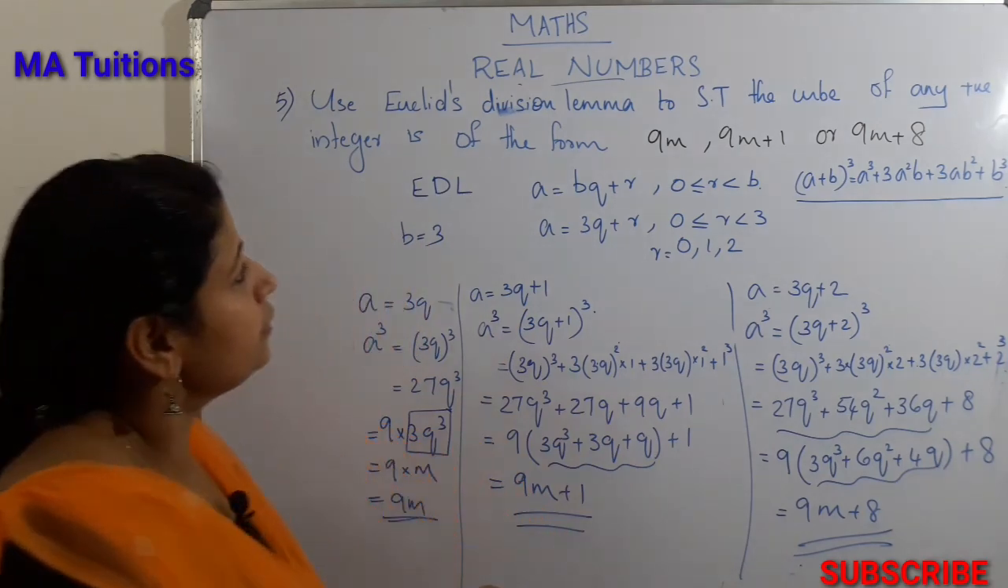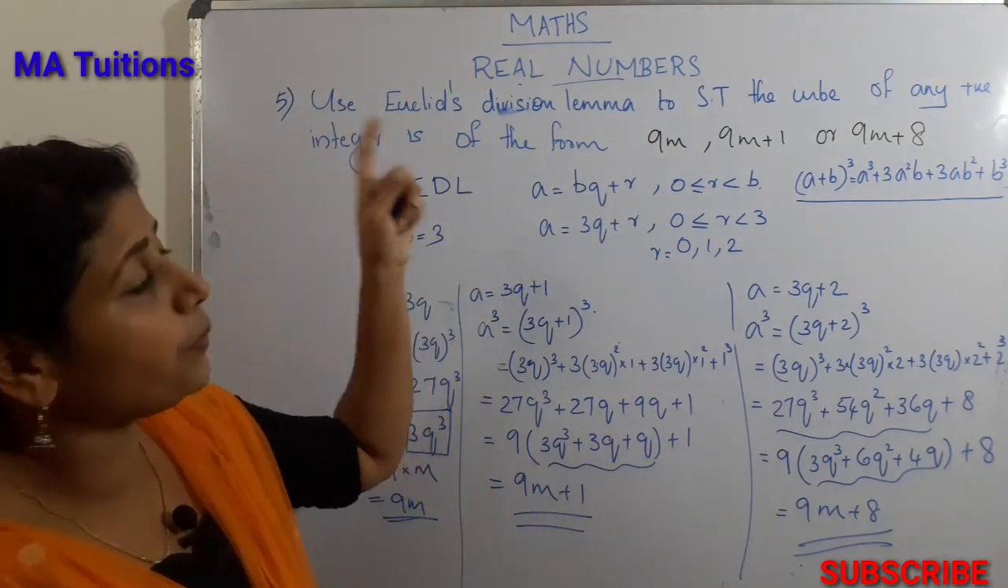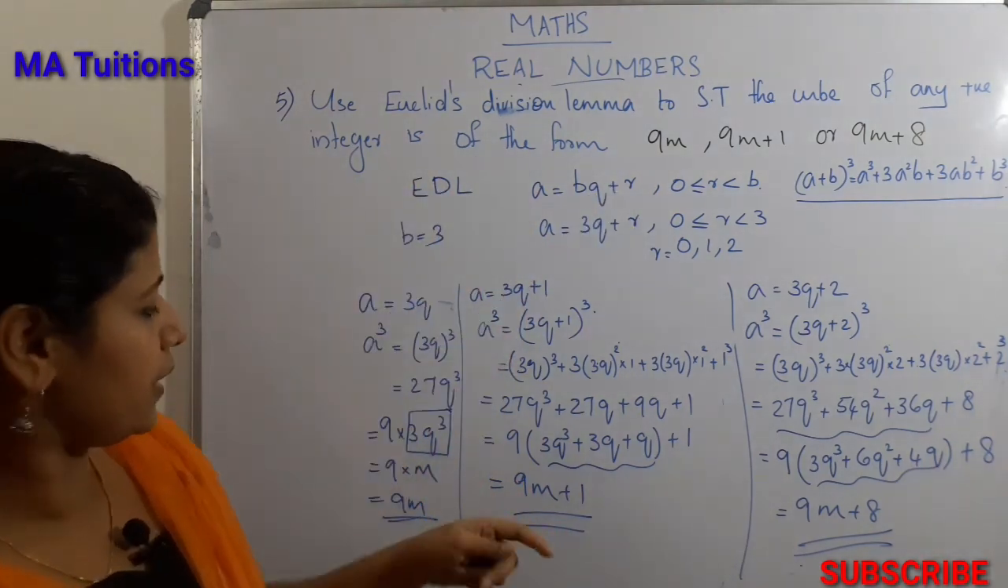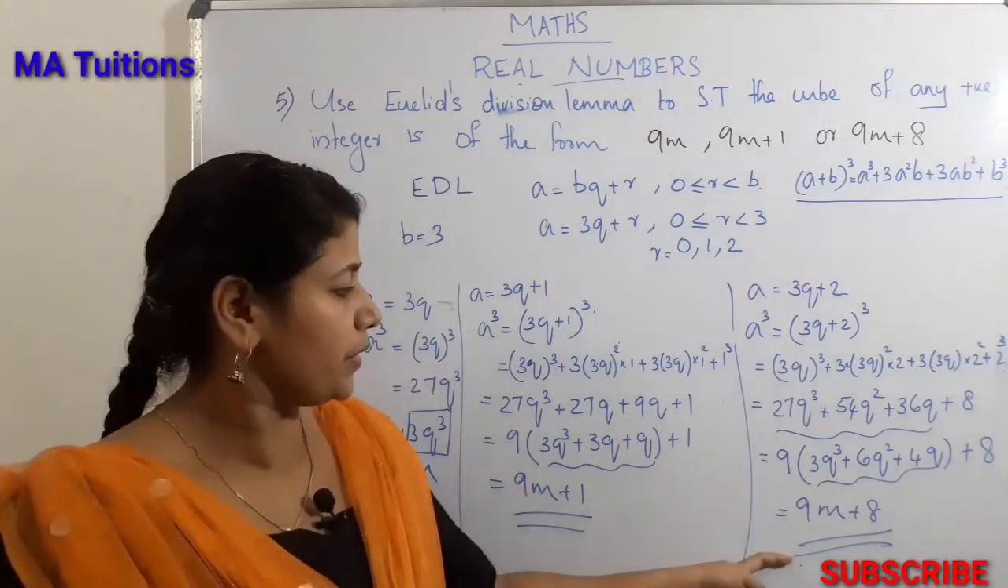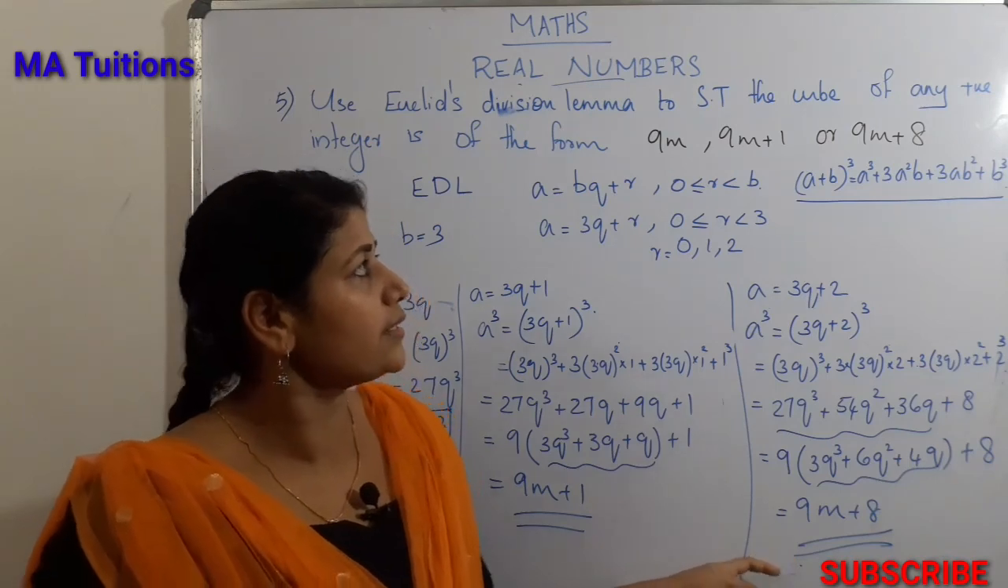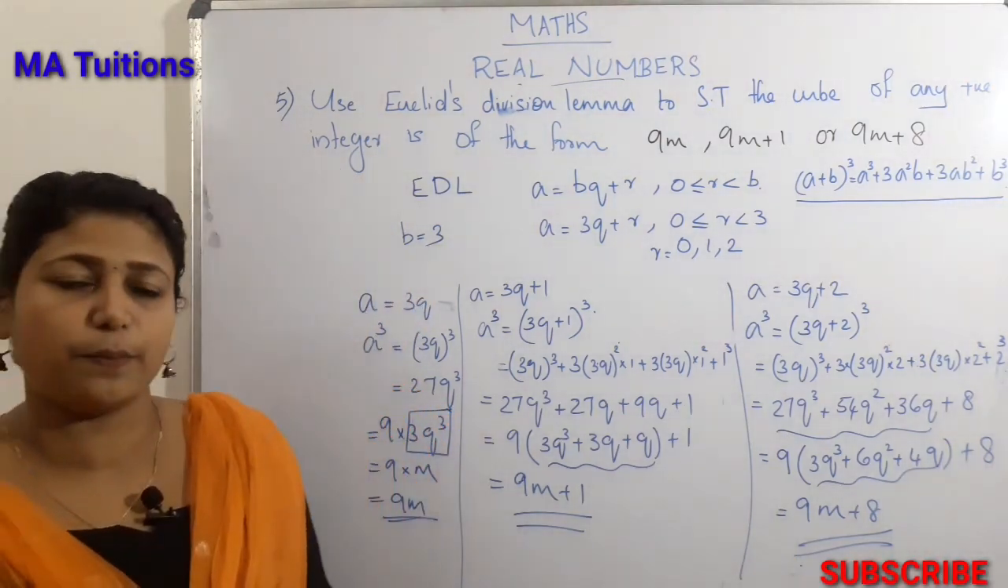So the cube of every positive integer can be written in the form either 9m, 9m plus 1 or 9m plus 8. So hence the proof. So we have discussed all the questions in exercise 1.1.